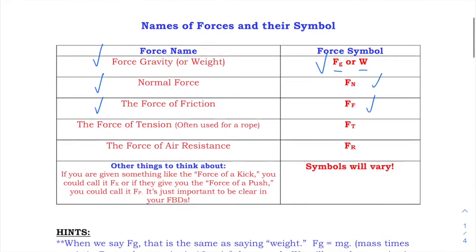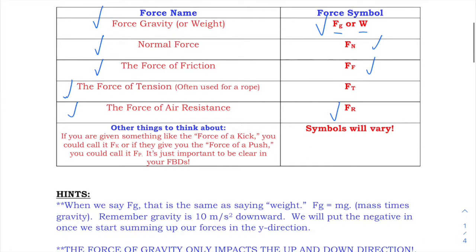And then if you ever have a rope or like something like that, like you'd have tension in your bicep muscle, or like strands of fibers or whatever. So the force of tension is used for a rope or anything that can have like a force throughout it, like a muscle and things like that. We have the force of air resistance. We just call it Fr. And if this is a lot, I'm just kind of going through them. And once we use them, they'll make more sense.